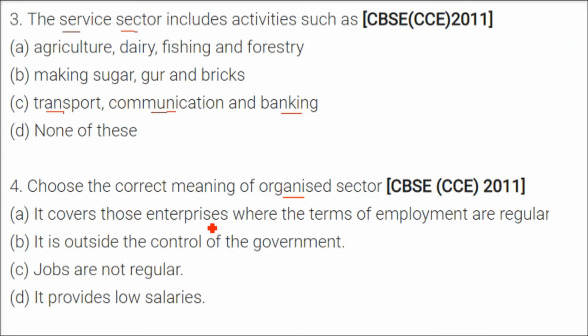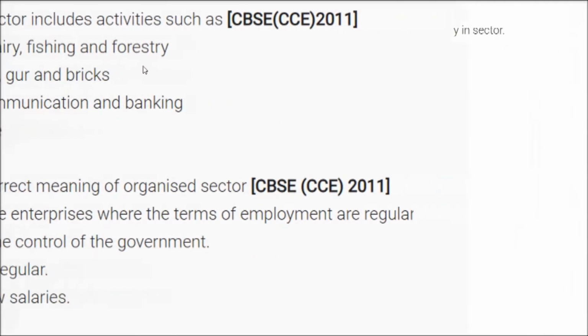First, it covers those enterprises where the terms of employment are regular. This is correct. So this is the only correct one. It is outside the control of government. This is wrong because it is inside the control of the government. Jobs are not regular. This is wrong because jobs are regular. It provides low salaries. No, it provides proper salaries.